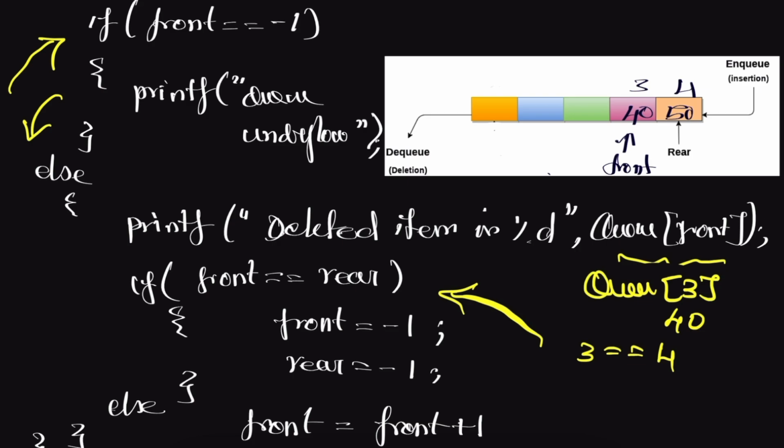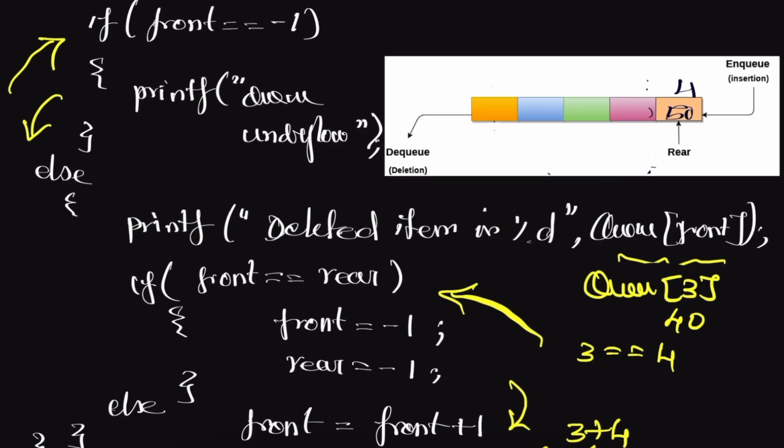The condition becomes fail. Then come to the else part. The else part says that front equals front plus 1. So what is the front? Front is equal to 3. So 3 plus 1 is equal to 4. Now the front position is pointing to the fourth index. And in the memory, we are going to remove this front position and remove the value also.